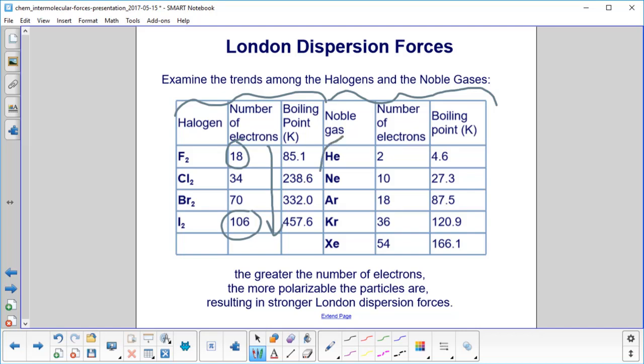Same thing happens with the noble gases. More electrons, higher boiling point, which reflects a greater force. So the greater the number of electrons, the more polarizable the particles are, which results in stronger London dispersion forces and higher boiling points.